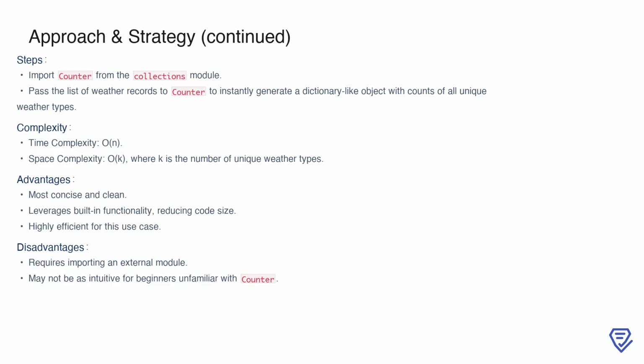In a single step, Counter generates a dictionary-like object where the keys are the unique weather types, and the values are their respective counts. The time complexity remains O(n), as the list still needs to be traversed, and the space complexity is O(k), where k is the number of unique weather types. The primary advantages of Counter are its simplicity and efficiency. It allows for the cleanest, most concise implementation, leveraging Python's built-in capabilities. However, it does require importing an external module, and for beginners unfamiliar with Counter, the syntax may seem less intuitive at first. Despite this, it's an excellent tool for solving this type of problem with minimal effort.